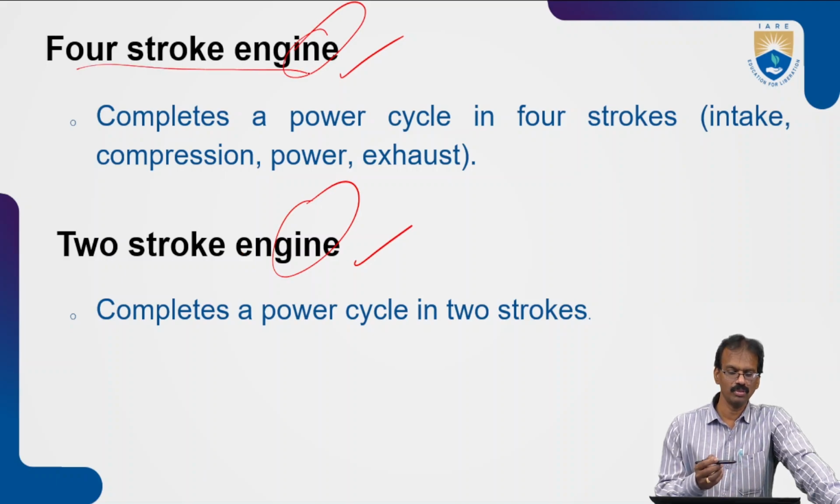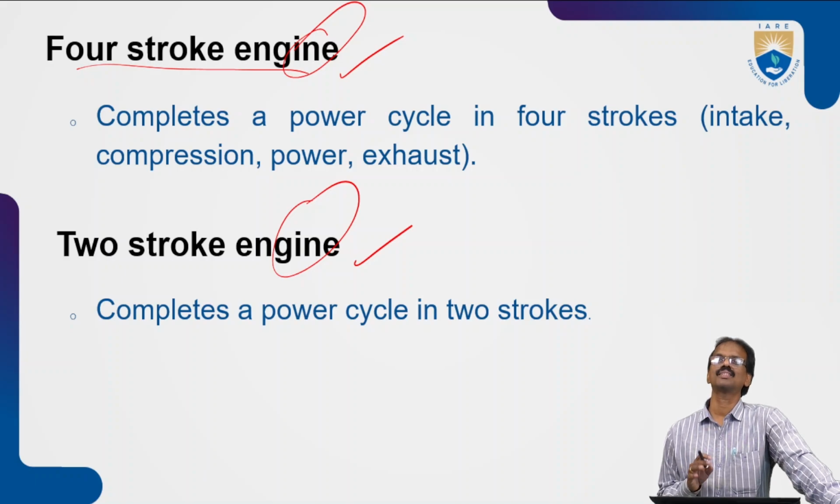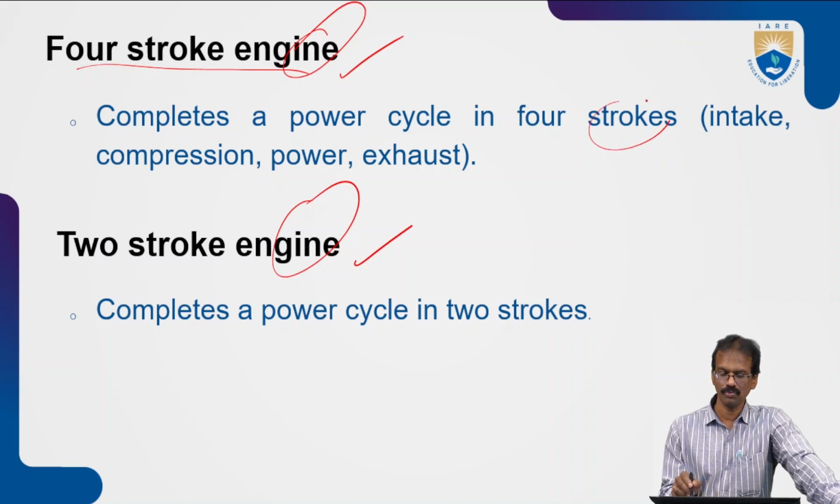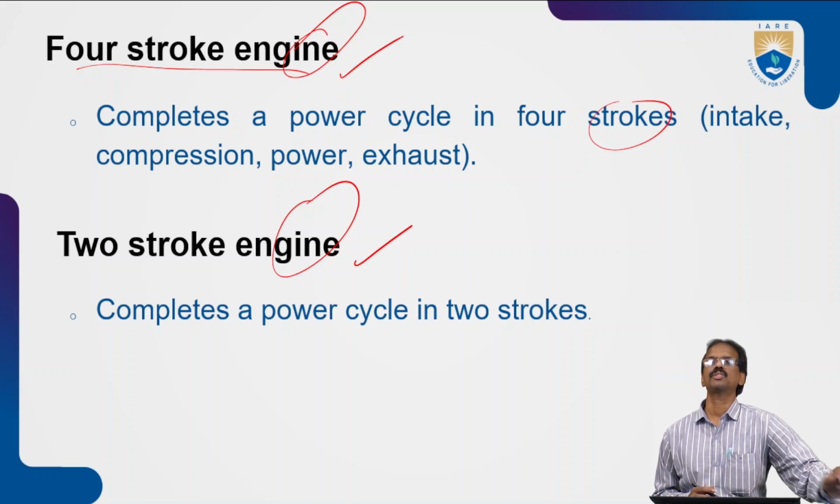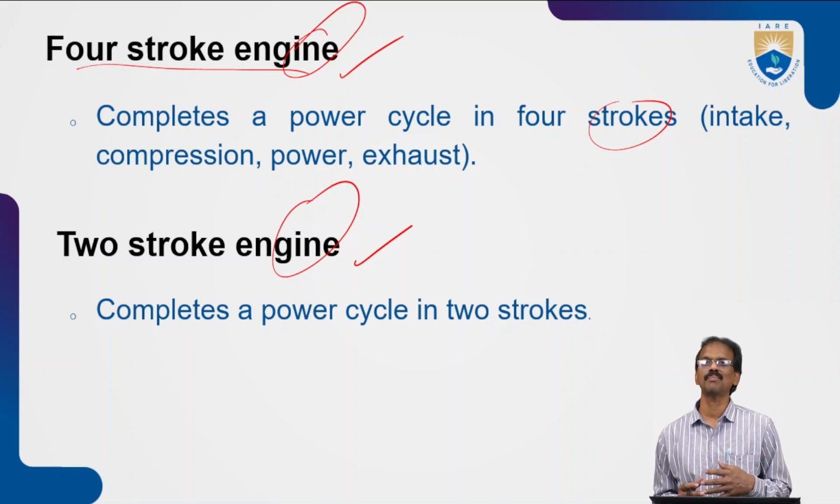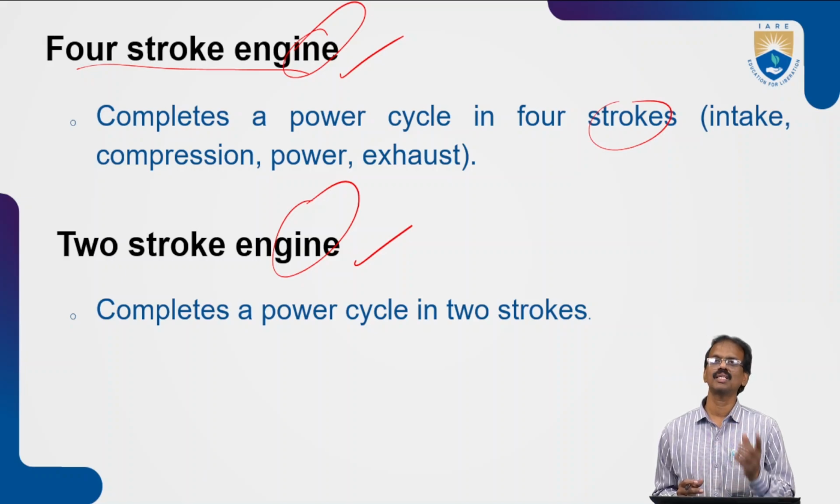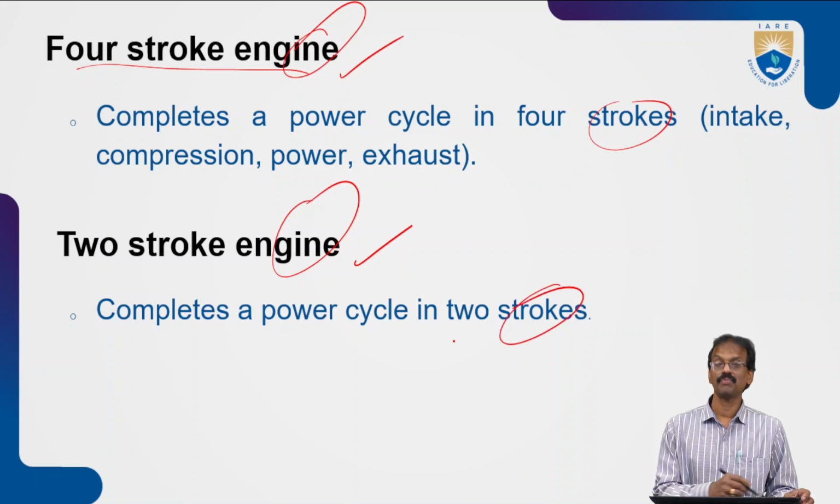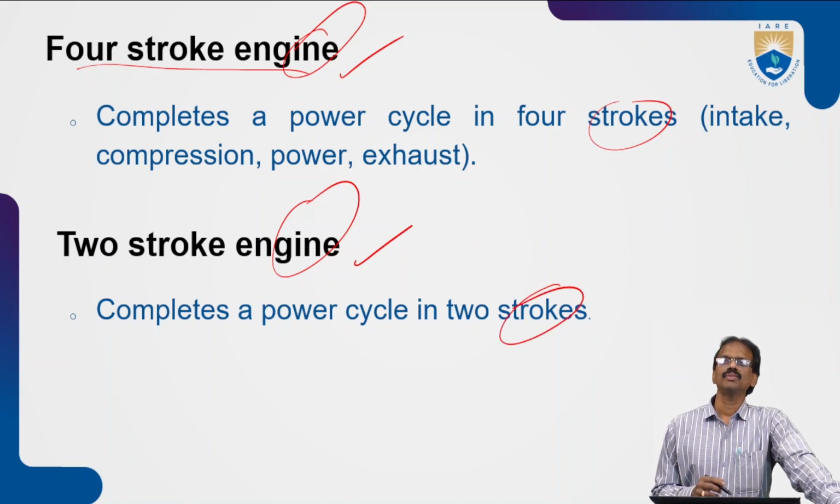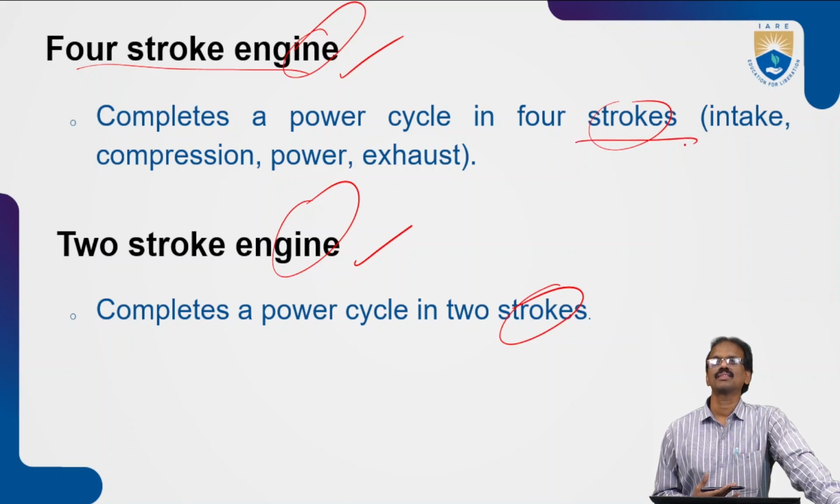In 4-stroke engines, one power cycle is completed in 4 strokes of the engine, or 2 revolutions of the crankshaft, or 2 revolutions of the flywheel. But in a 2-stroke engine, the power cycle is completed in 2 strokes, or in 1 revolution of the crankshaft or flywheel. The stroke we already discussed, and in this class we'll see that also.